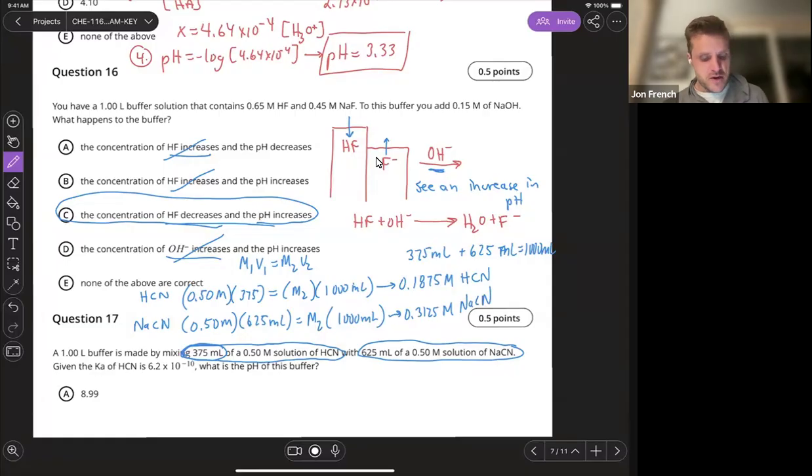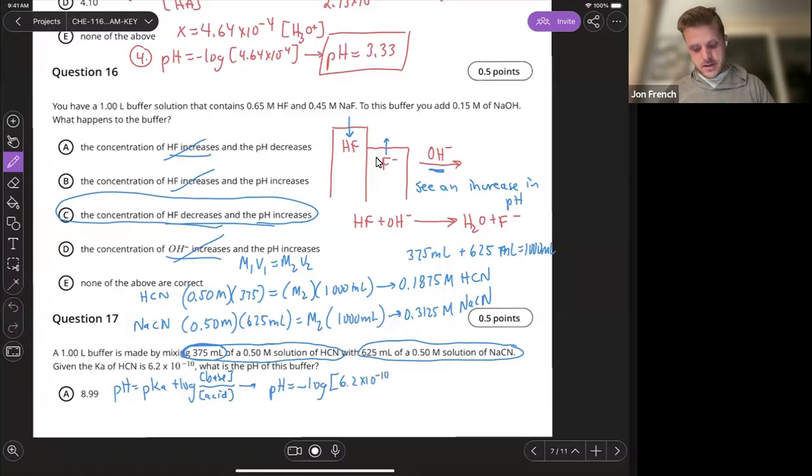Now I can do the Henderson-Hasselbalch equation and find the pH of this solution, right? pH equals pKa plus the log of my base concentration over my acid concentration, right? So pH equals pKa, negative log of 6.2 times 10 to the minus 10, plus the log of my base concentration, 0.3125, over my acid concentration, 0.1875.